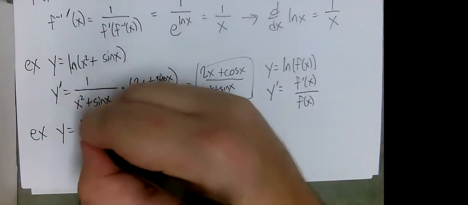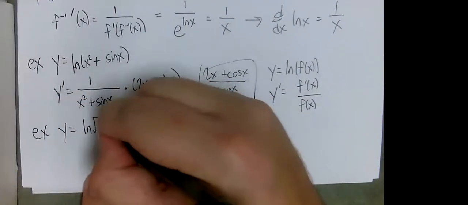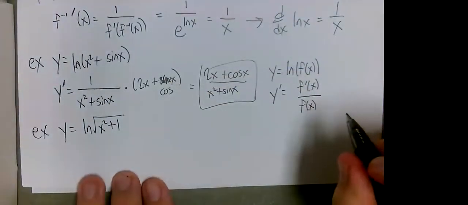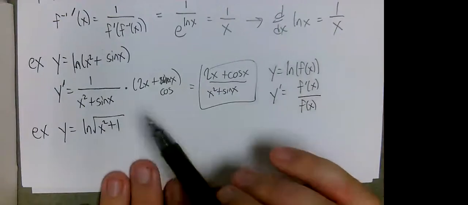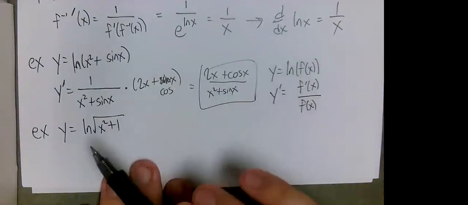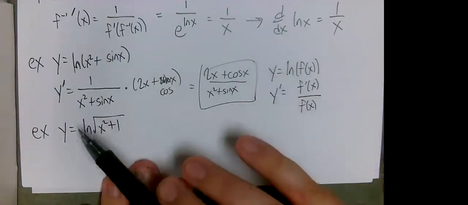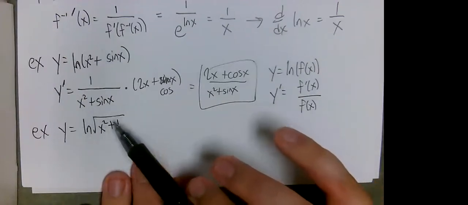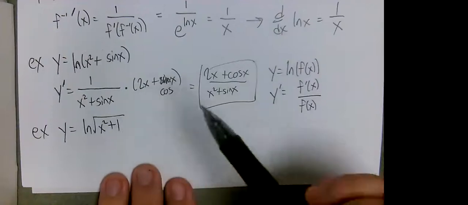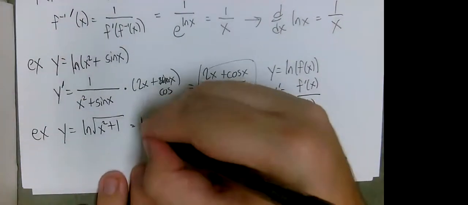Here we have y is ln of the square root of x squared plus 1. Okay, now for this one, we could do the same thing that we did last time. So we could use the chain rule, first with natural log, then with the square root, and then finally with the innermost layer of x squared plus 1. But there's actually an easier way to do this.